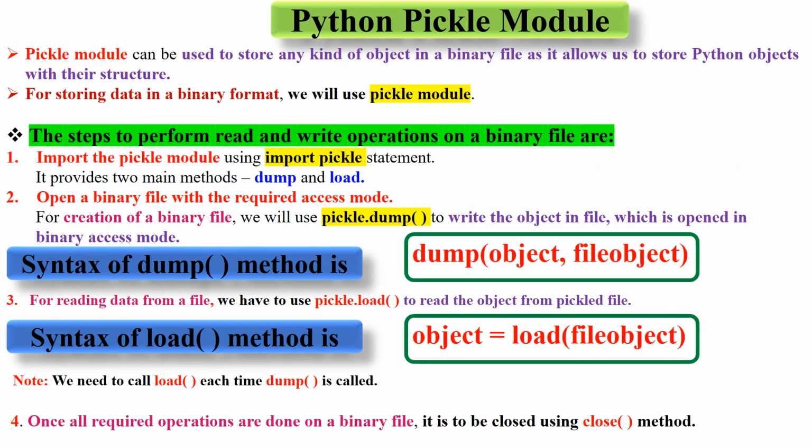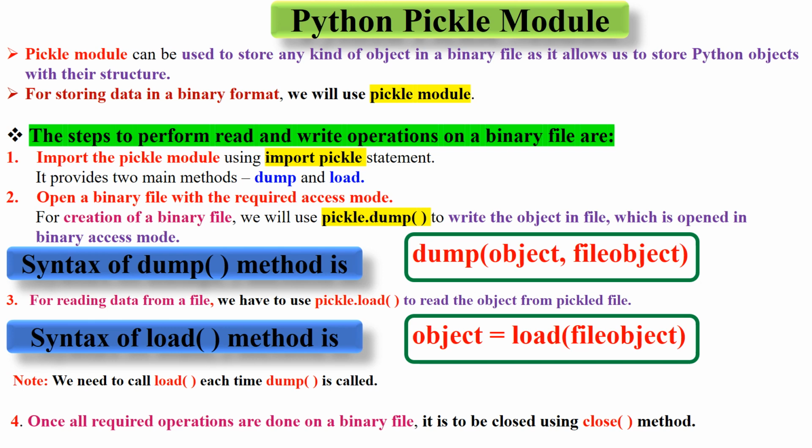We know that the methods provided in Python for writing or reading a file work with string parameters. So, when we want to work on a binary file, conversion of data at the time of reading as well as writing is required. The pickle module can be used to store any kind of object in a binary file as it allows us to store Python objects with their structure. So, for storing data in a binary format, we will use the pickle module.